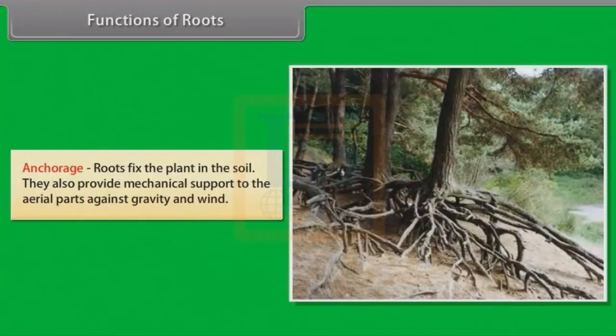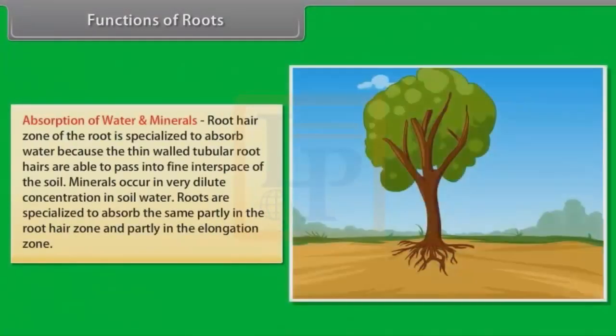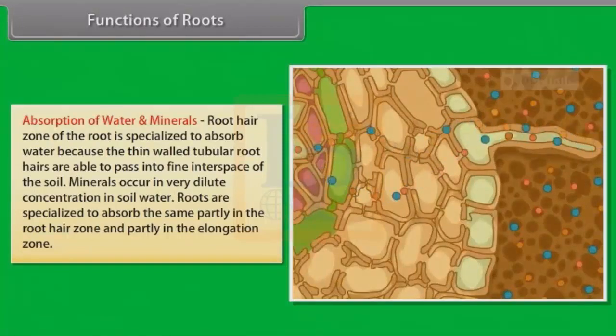Functions of roots. Anchorage. Roots fix the plant in the soil. They also provide mechanical support to the aerial parts against gravity and wind. Absorption of water and minerals. The root hair zone of the root is specialized to absorb water because the thin-walled tubular root hairs are able to pass into fine interspaces of the soil.